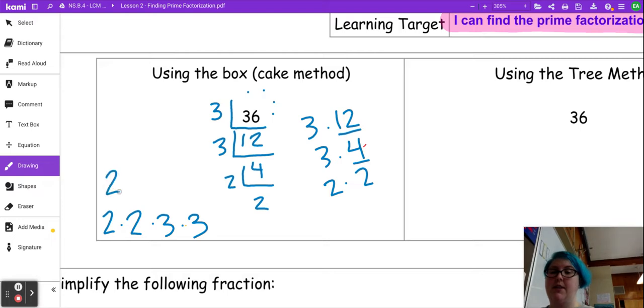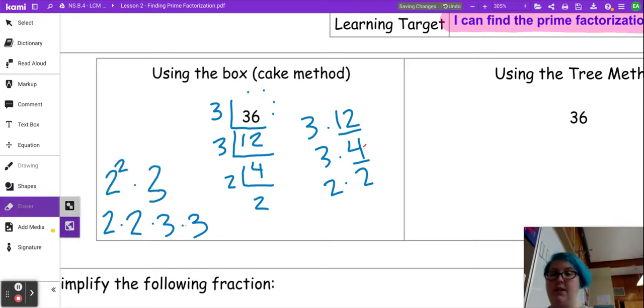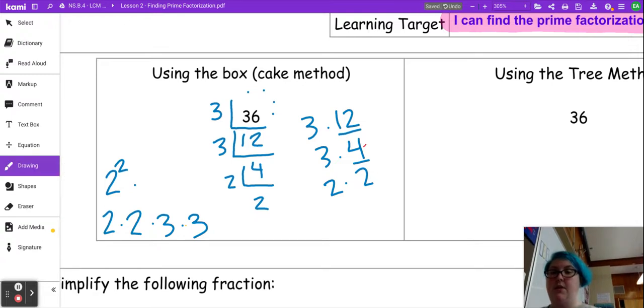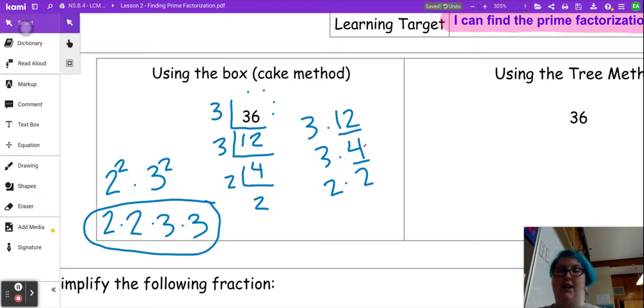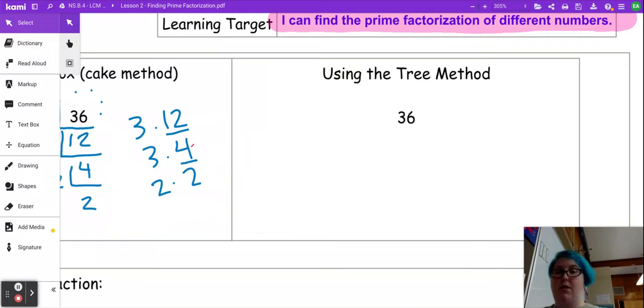The other way we can write this is as an exponent. There are 2 2's and there are 2 3's. Now, do not worry about the exponents because we're going to get there. So this is the cake method. I don't like this method quite as much as the tree method, which is over here.